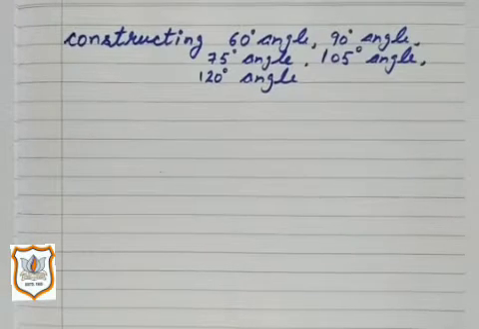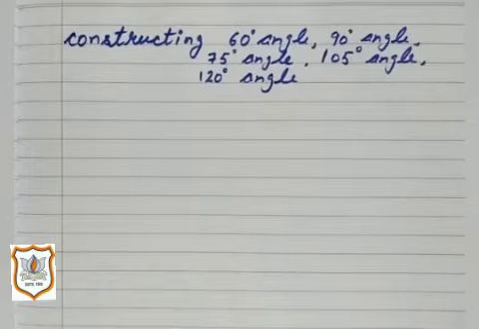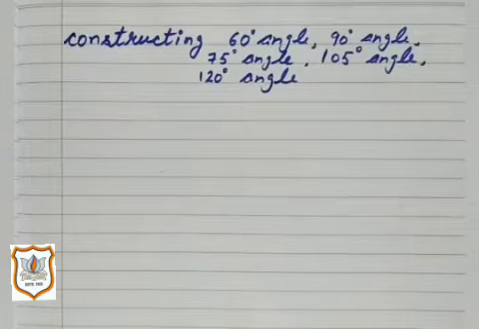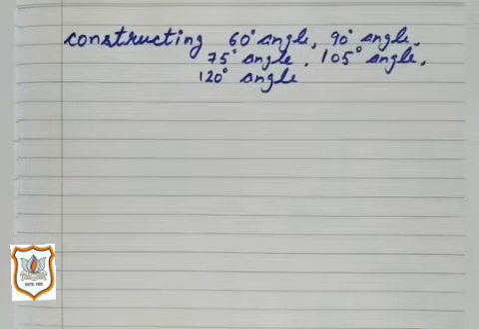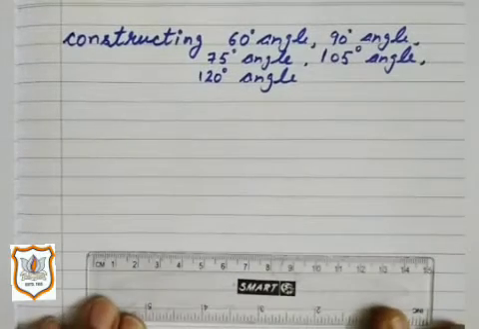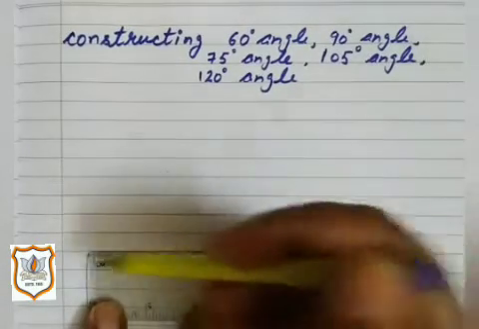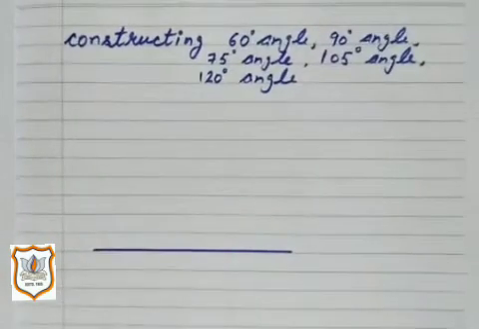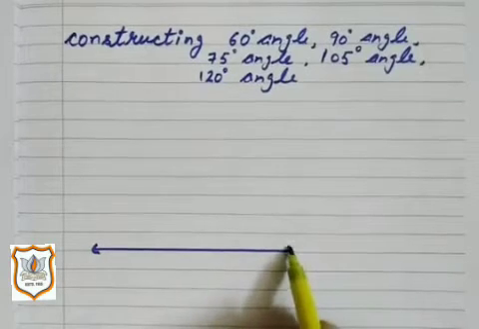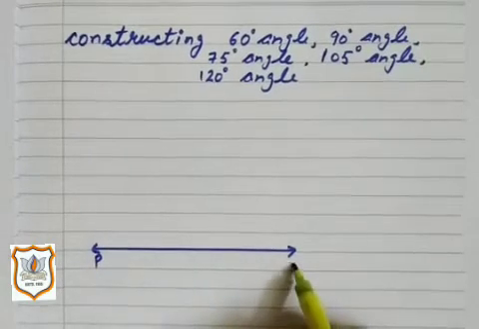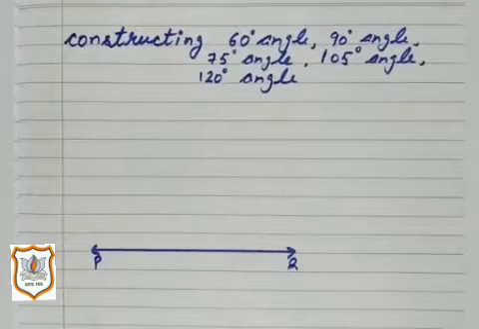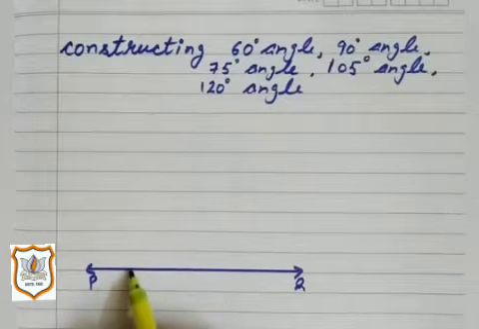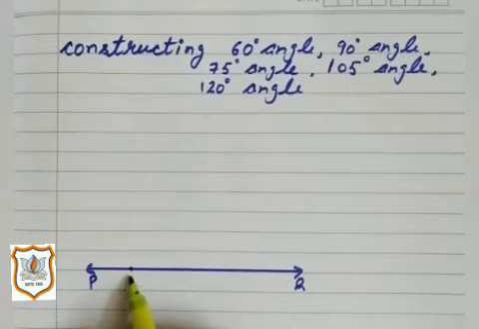Now we will construct a 60-degree angle, 90-degree angle, 75-degree angle, 105-degree angle and 120-degree angle. So first we will draw a line. We will draw the line without measurement. So this is a line. This is PQ. Now we will take point O on it. This is O.